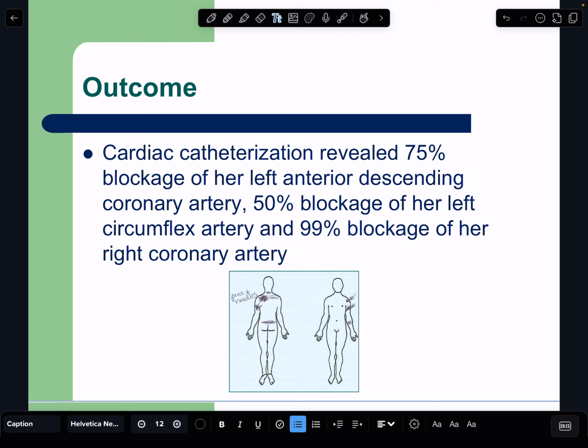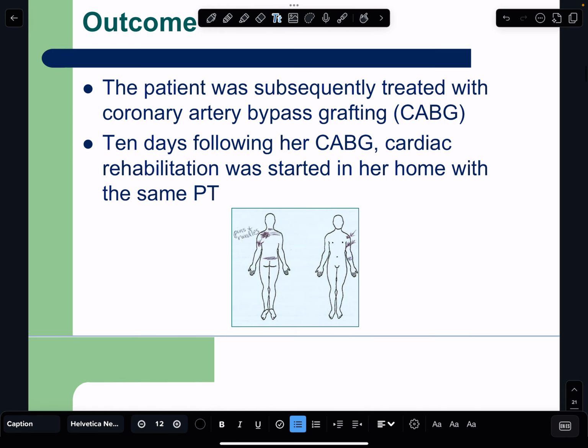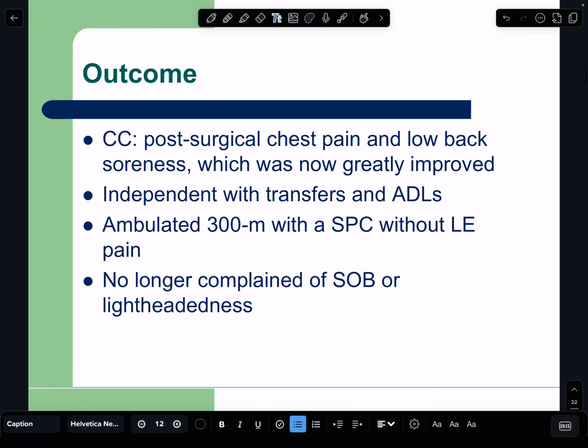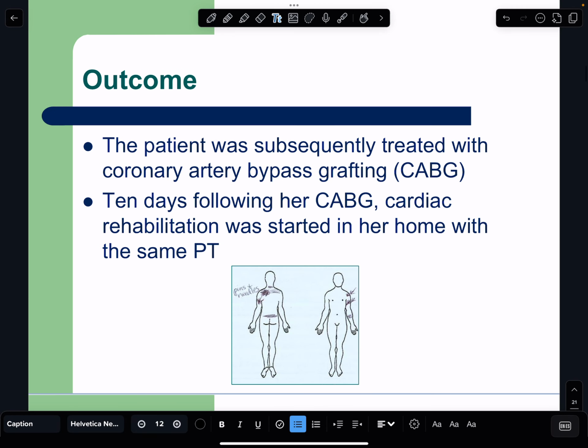The big ones here would be the left anterior descending and the right coronary artery. The left anterior descending provides blood flow to the majority of the heart. That's a 75% narrowing there, and the other two were concerning as well. So she underwent a coronary artery bypass graft, and then 10 days after that, she's back home. The therapist is evaluating her, same therapist, 10 days after that surgery. She was in the hospital for about four or five days. And so what would you expect from her now? Would you expect her to be better?